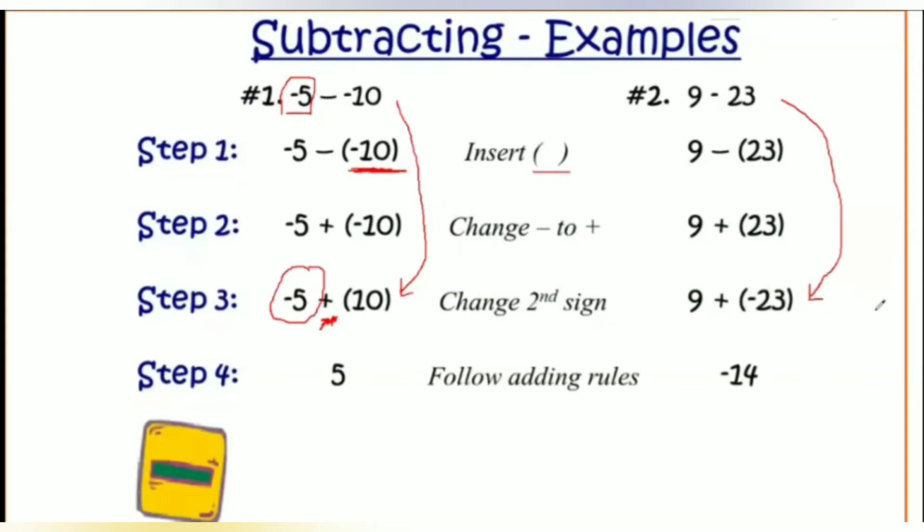Okay, so addition rules. These are different. Subtract the two numbers, 9 and 23, that's 14. The sign of the bigger number, 23, is negative, so therefore our answer is negative 14.